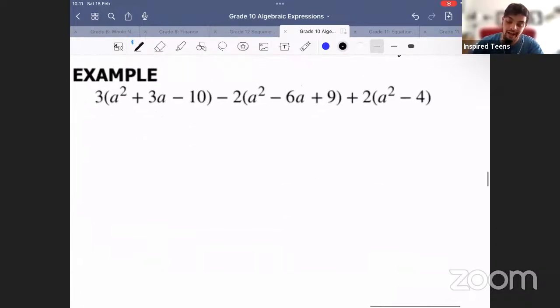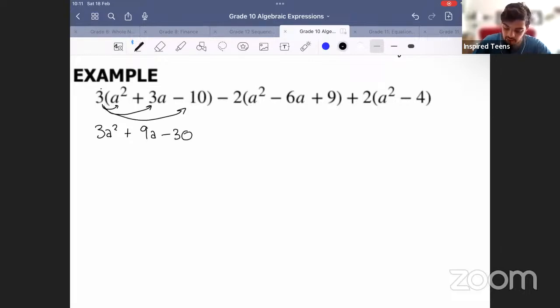Okay, I'm going to do it quickly though, because for the sake of time, we need to finish a lot. So let's look at this. The first example, this is distribution, brackets. Second example, distribution. Third example, distribution. I'm not going to simplify it. I'm just going to do the distribution. 3a squared plus 9a, right? I'm multiplying 3 by each term. 3 times negative 10, negative 30.